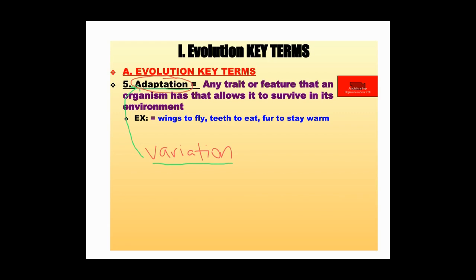Now that could be the color of your fur. So for a rabbit living in the desert, being brown is probably advantageous. It's probably an adaptation because if you're brown, it's probably tougher to see you. But if you're a rabbit living at the North Pole, it's probably better to be white, because living in the snow, it would be harder for a predator to see you if you are white.